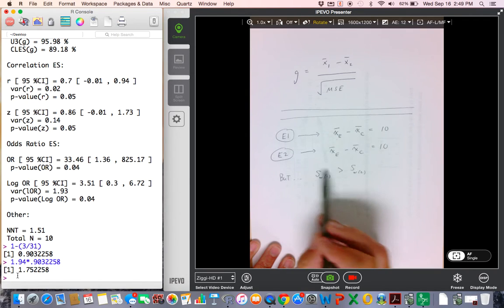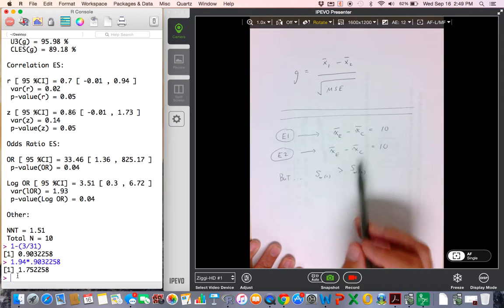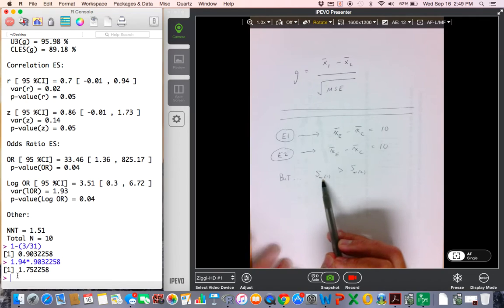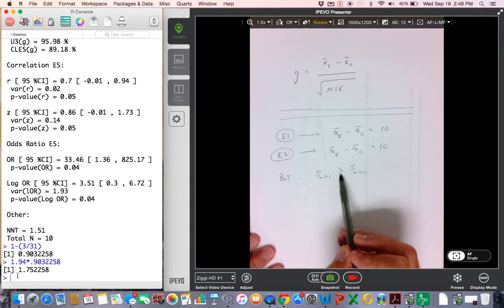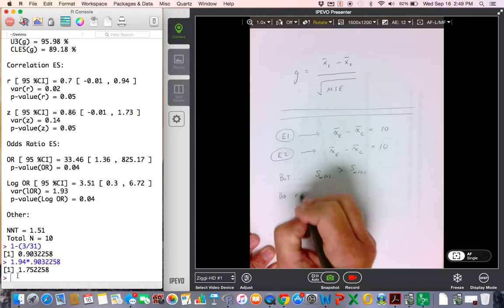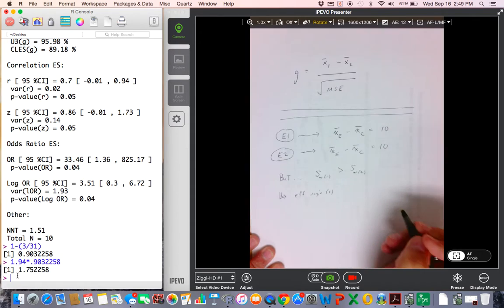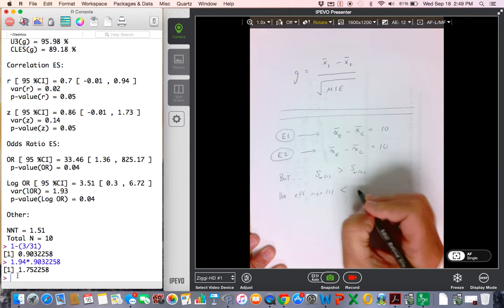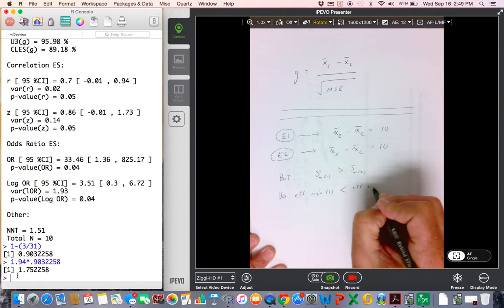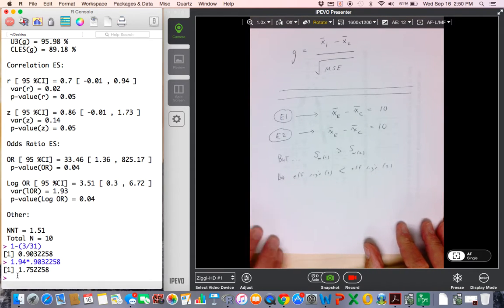So we combine the standard deviations for both of these in experiment 1, and we combine the standard deviations for both of these in experiment 2, and we see that the standard deviation is bigger than that. Is there anything that we can conclude from that? Well, what we can conclude is that the effect size for experiment 1 will be less than the effect size for experiment 2.